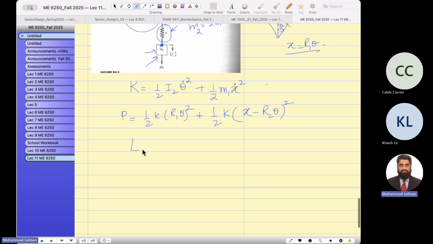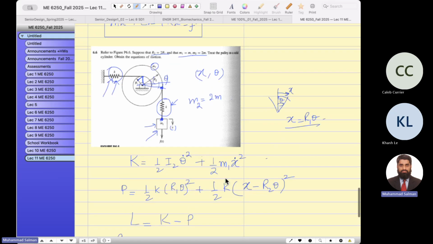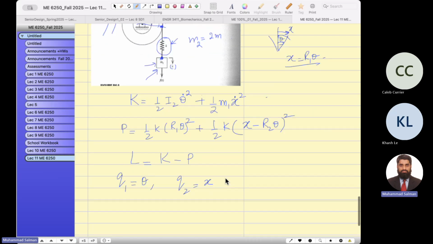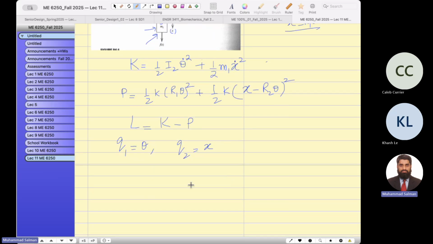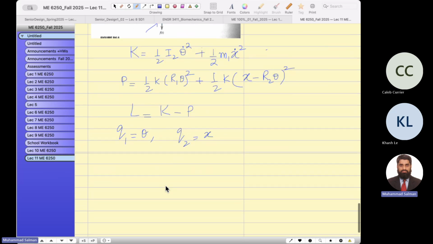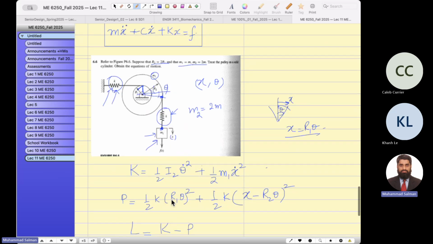So our Lagrange says that you have to do like this. This is our Lagrangian. Let's do it for our coordinates: q1 equals theta and q2 equals x. So here there are two displacements. One is rotational, which is theta. One is translation, which is x. And similarly, we don't need q dot in this case because there is no damping coefficient.